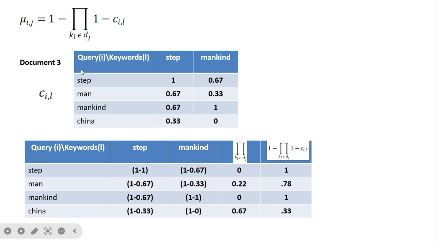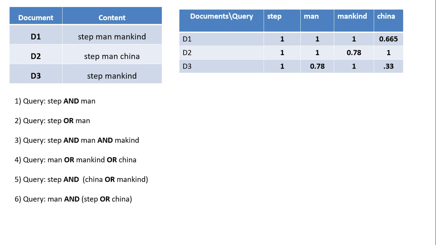Similarly we can go for document 3, in which only 2 keywords are there, step and mankind. We will take the values from the term correlation matrix, and we will calculate this association. So we are getting this type of association from document 3. Now this is nothing but the original, and here we are getting the membership value. So we can easily apply queries like step and man, step or man, step and man and mankind.